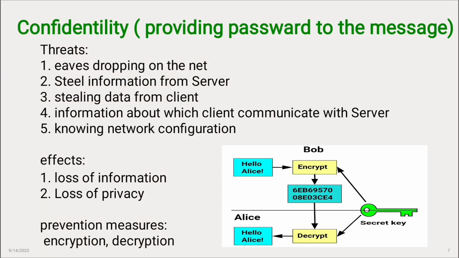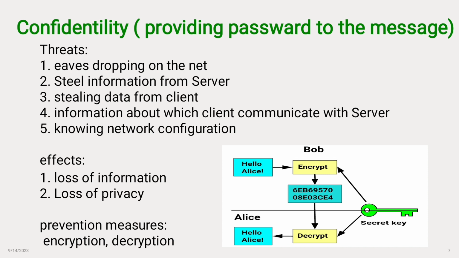Confidentiality means providing a password to the message. Here there are two persons, Bob and Alice. Bob wants to send the message "Hello" to Alice. To encrypt the message, he uses a public key. With the help of the public key, he encrypts the message. Alice then decrypts it using the private key and receives the message Bob has sent, which is nothing but hello. Finally, Bob sent hello to Alice.